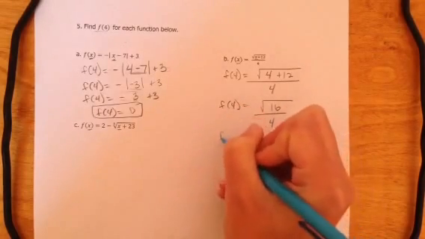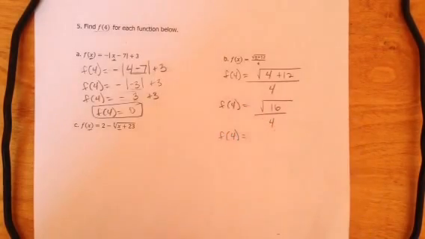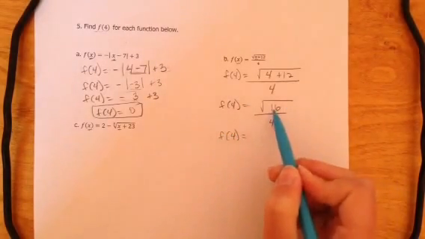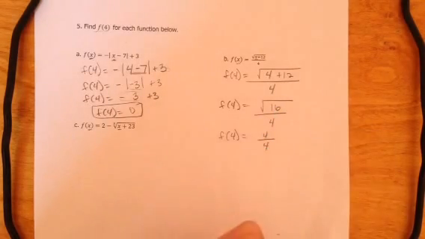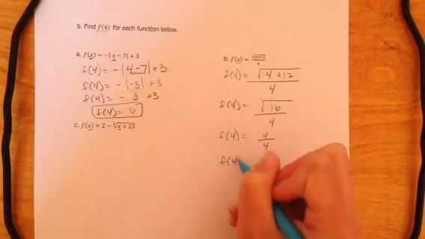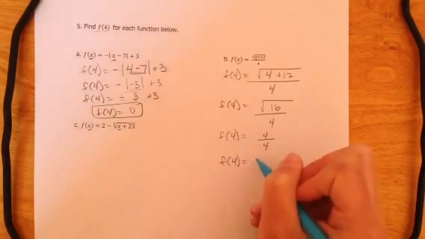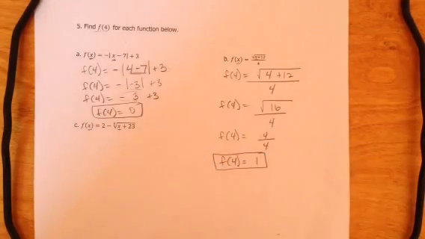Okay, continue our next step, continuing all the way until we get a number answer. The square root of 16 is 4. So I have 4 divided by 4. So my final answer for part B is when I plug in 4, I get out a 1. 4 divided by 4 is 1.